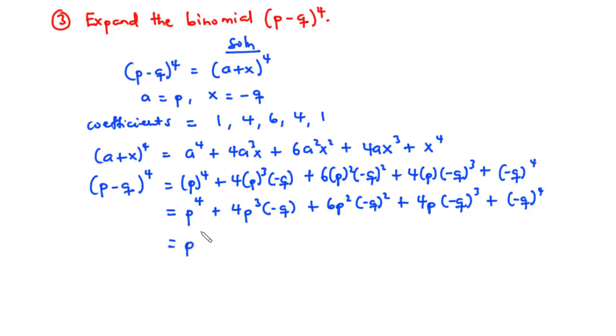So this becomes p exponent 4 minus 4p cubed q plus 6p squared q squared minus 4p q cubed plus q to the power 4. So this is the expansion of p minus q to the fourth power.